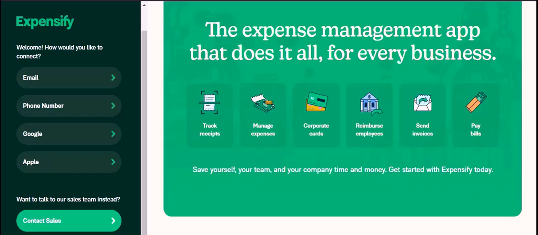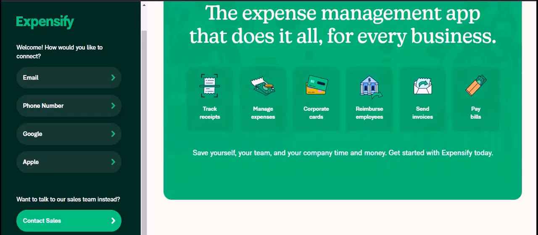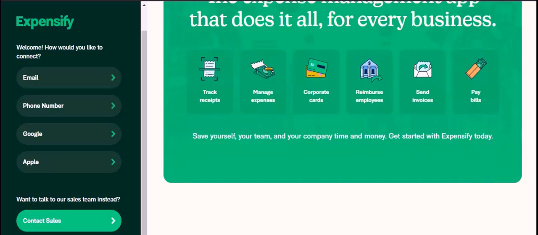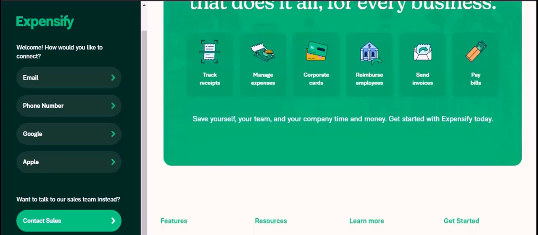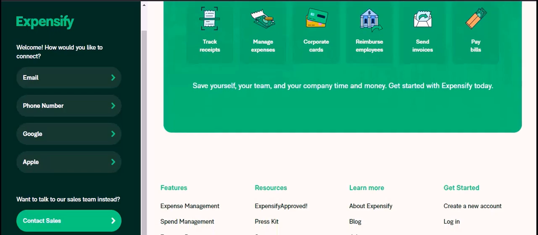Security concerns? We got you covered. Security is obviously a major concern when it comes to connecting your bank account to any app. Expensify utilizes industry-standard security protocols to keep your information safe. Additionally, the Plaid service used for online logins is a reputable third party with a strong track record of data security.